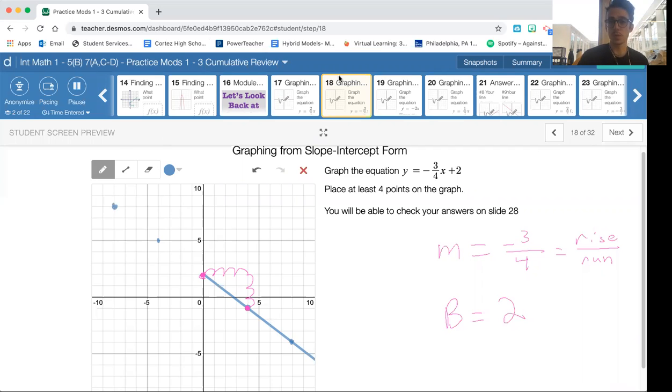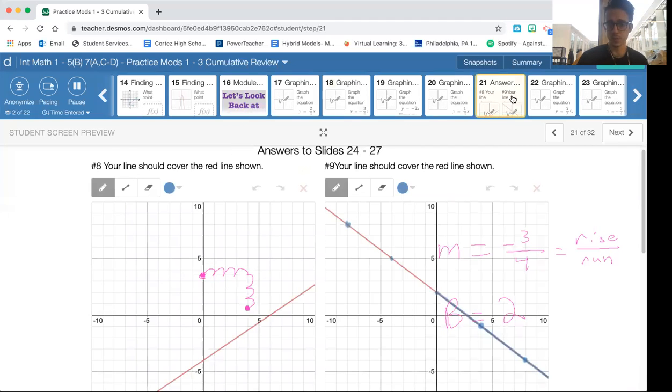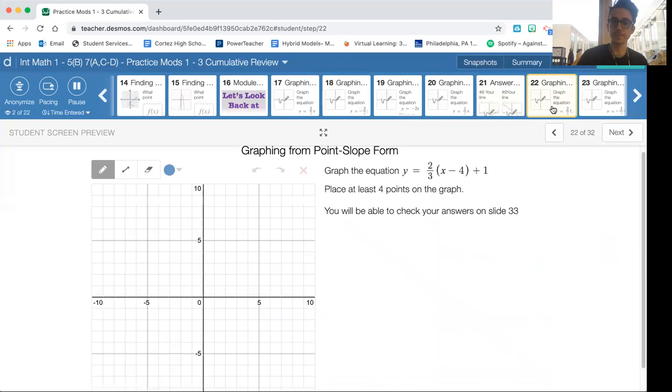All right, so this one, let's check our work. Because honestly, the other ones in this are just the same kind of thing. We see that it's the blue line and we have these blue dots. There you go. That's slope-intercept form for you.